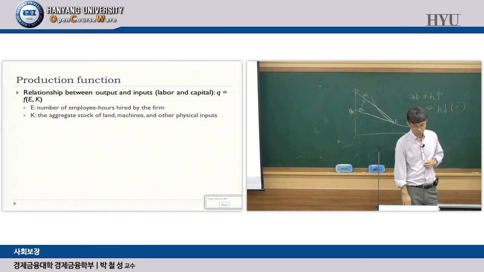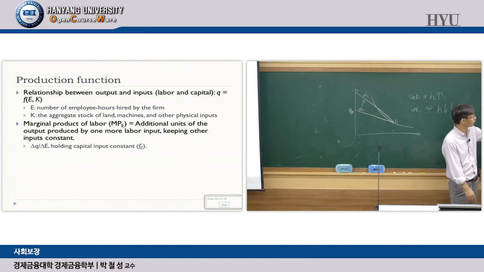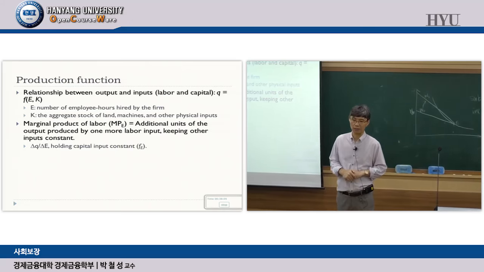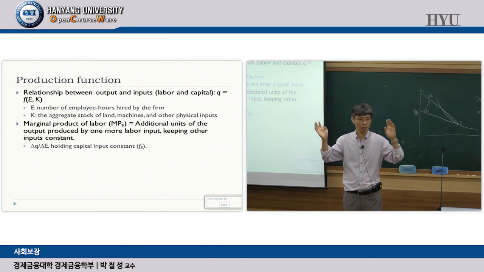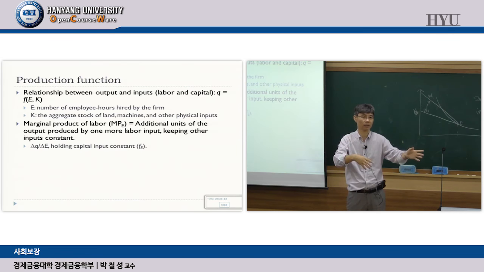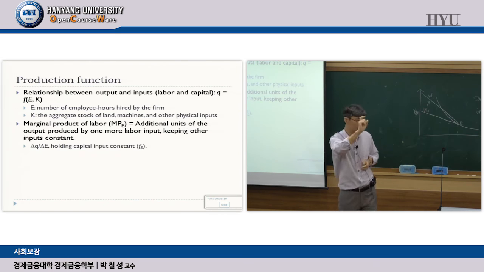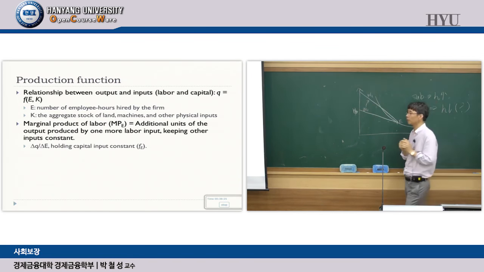I'm pretty sure that if you have taken a microeconomics course, you should have seen it there. So we can define the marginal product of labor: the additional units of output produced by one more unit of labor input, keeping other inputs, let's say capital, constant. If a producer puts one more unit of labor into the production process, then their output is going to increase. That amount of increase we call the marginal product of labor.